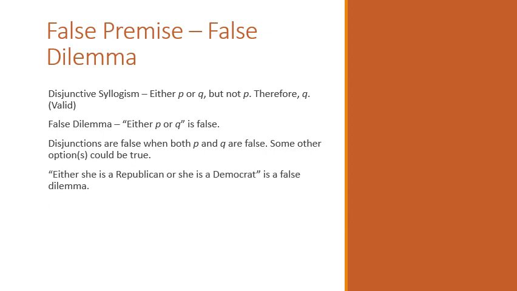So here's an example of a false dilemma, right? If you're thinking about somebody and their political affiliation, you say, oh, well, they're either a Republican or they're a Democrat, right? You can only imagine 2 possibilities.